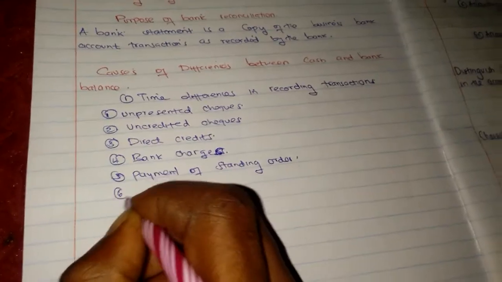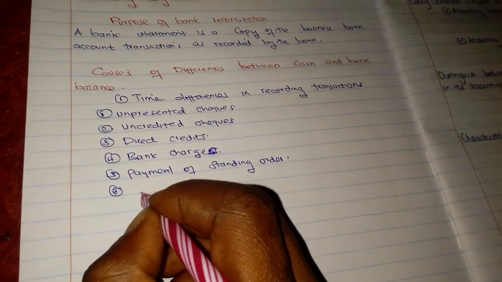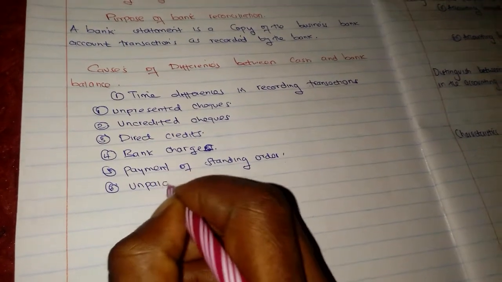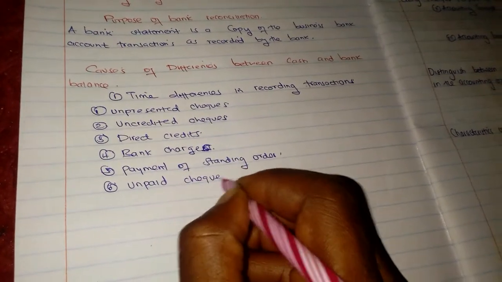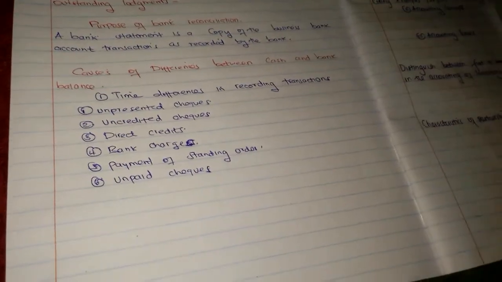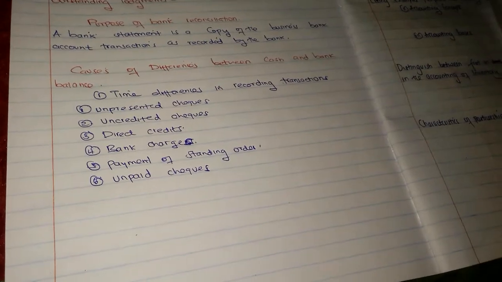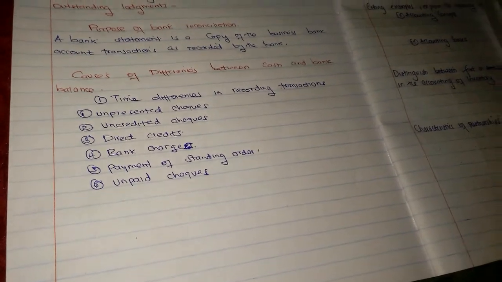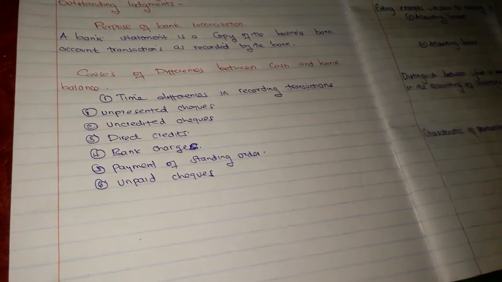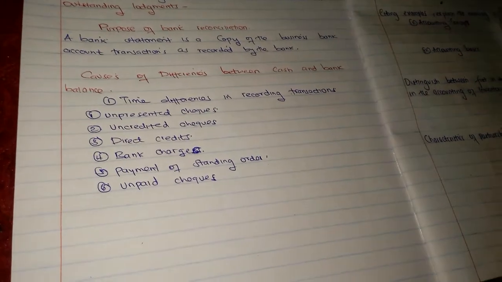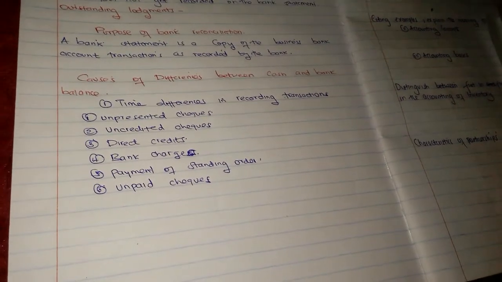Then number 6, we have unpaid checks. Remember, these are the checks paid in and out of the business account, but which are either stopped by the drawer or are returned as dishonored checks. Okay, so those are the causes of differences between cash and bank balance.